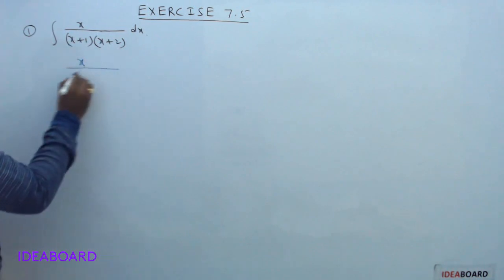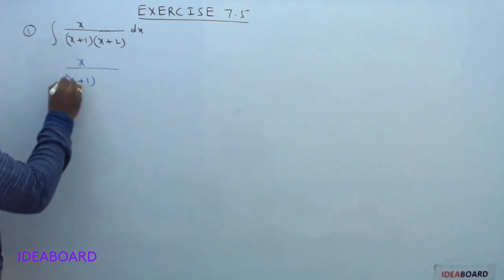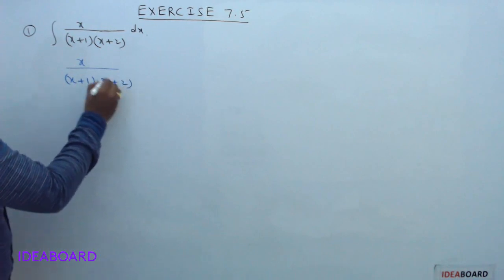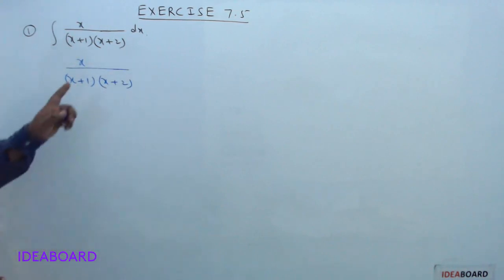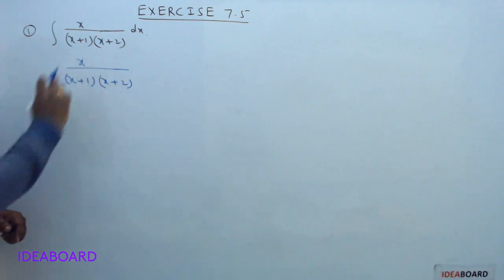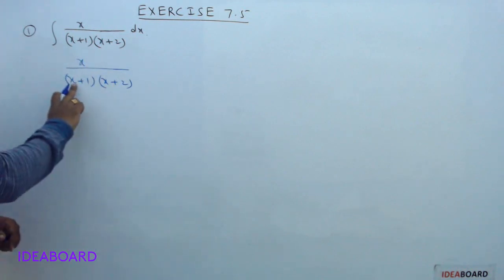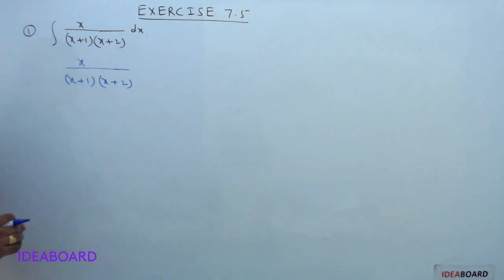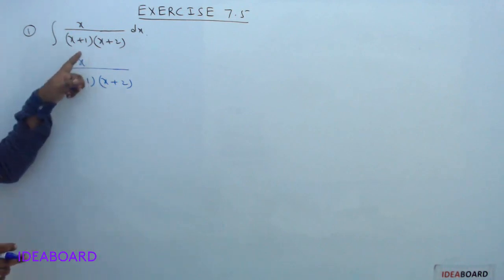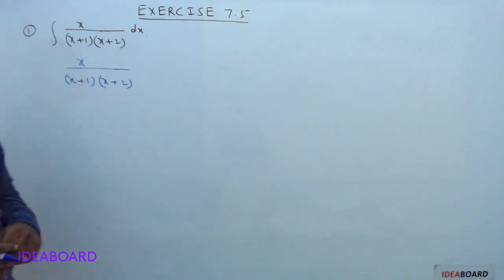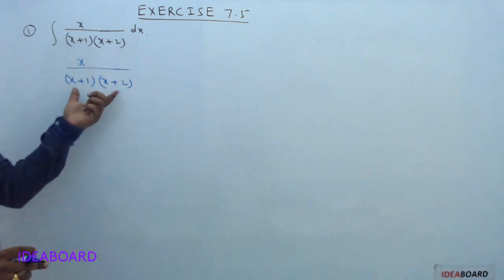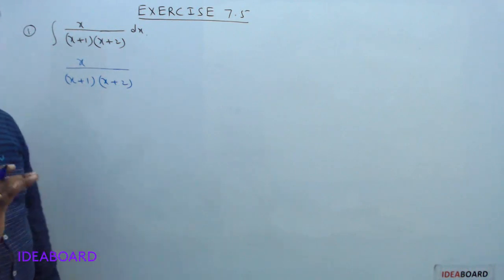X divided by x plus 1 into x plus 2. If you observe this fraction, degree of numerator is 1, degree of denominator is 2. Degree of numerator is less than degree of denominator. Clearly, it is a proper fraction.